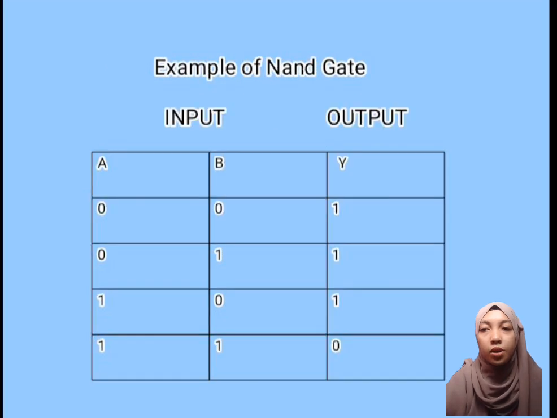Number 4, NAND gate. Opposite of AND. Formula: A and B. A and B represent the inputs. A is 0, B is 0, the output is 1. A is 0, B is 1, the output is 1. A is 1, B is 0, the output is 1. A is 1, B is 1, the output is 0.